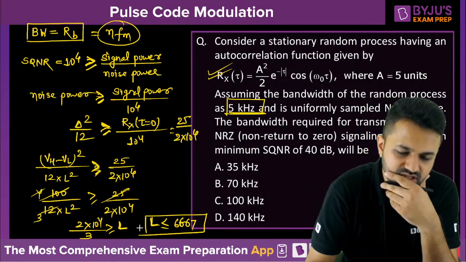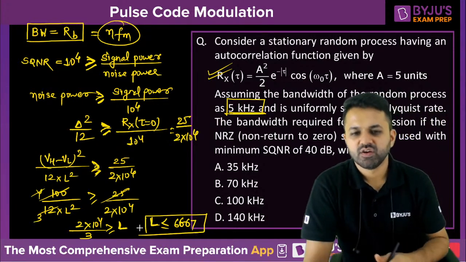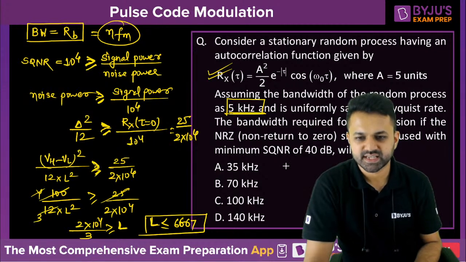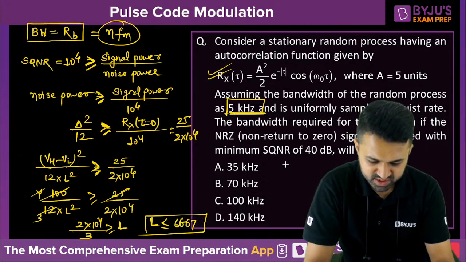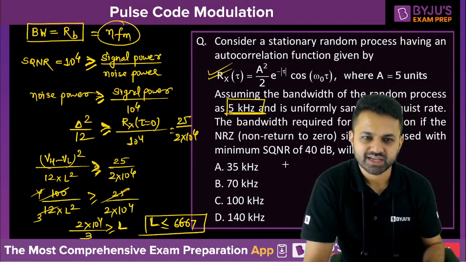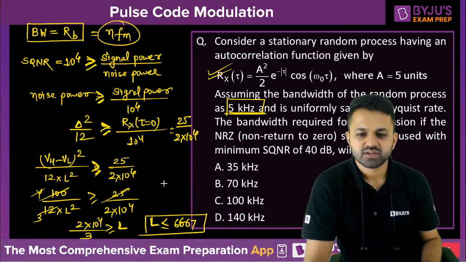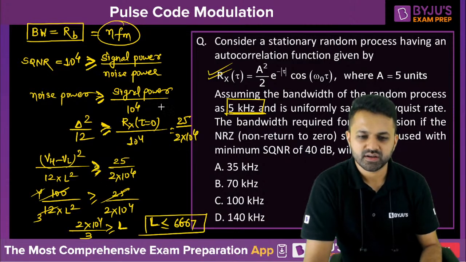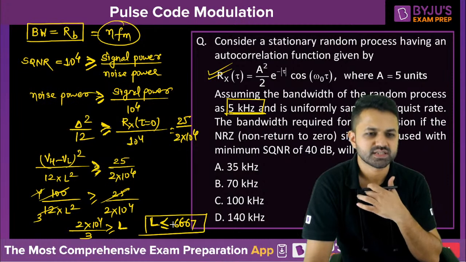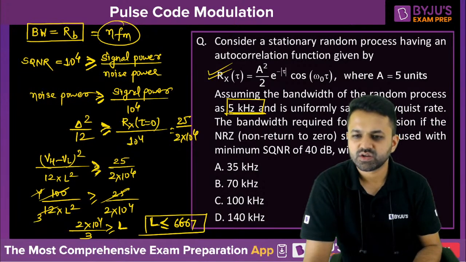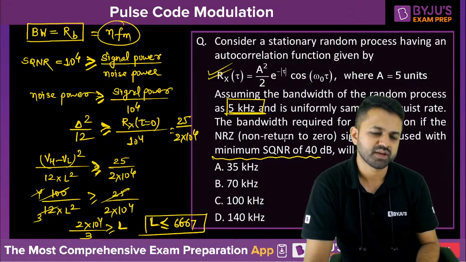So how many bits are required? For 12 it is 4096. So 2 to the power 13, how much is it? 2 to the power 13 is 8192. So at least 13, so 13 bits will be required. So L should be less than or equal to 6000. Correct? Signal to noise ratio is minimum 40 dB. It can be greater than that.